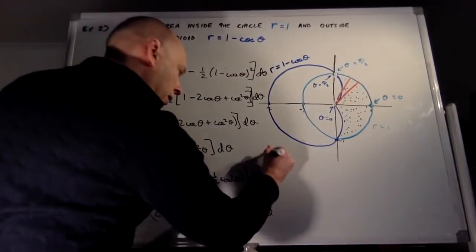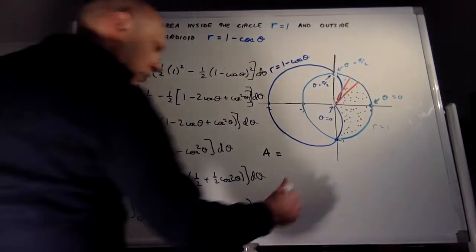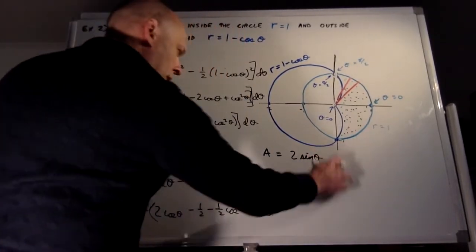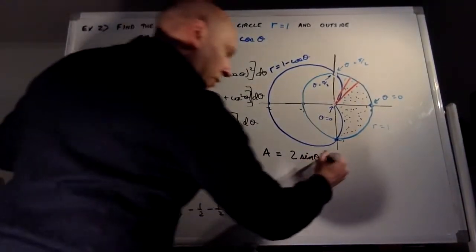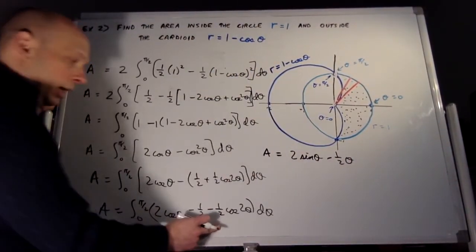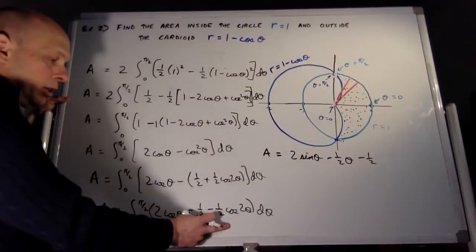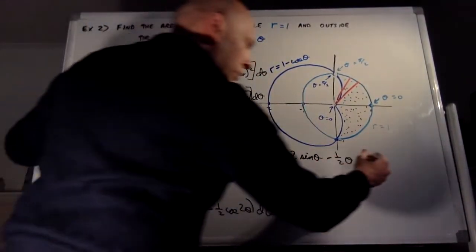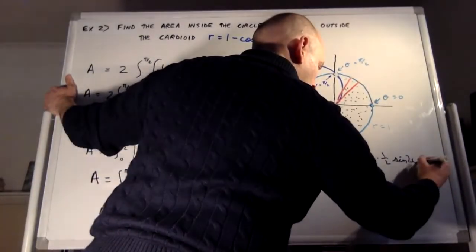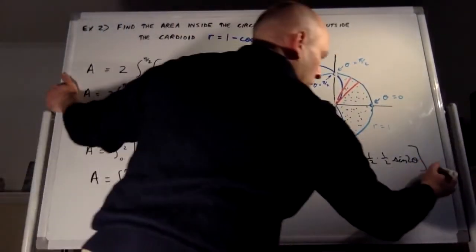So the area here is, okay, so the antiderivative of 2 cosine theta is just going to be 2 sine theta. And then we have minus 1/2 theta. And then here we have minus 1/2. The antiderivative there is going to be what? Sine 2 theta over 2, or 1/2 sine 2 theta. So we have another 1/2, and then sine 2 theta. And we're going to evaluate all of this from 0 to pi over 2.